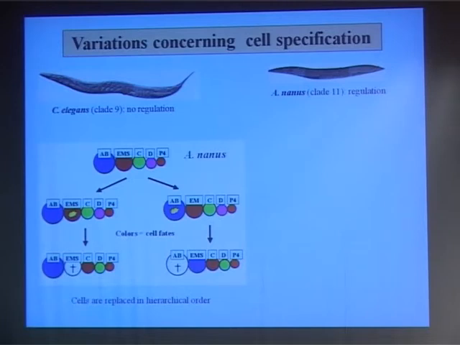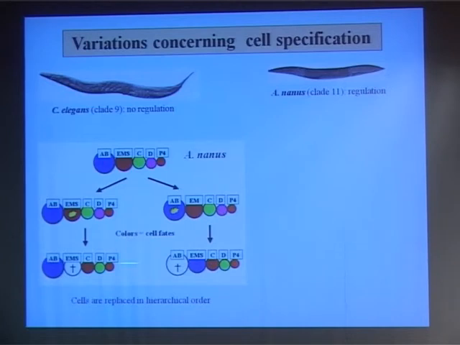Now, if you kill cells, in this case, this symbol here should tell you that with the laser beam, a cell was killed, and you should also see that these colors should identify cell fates. So if, for instance, this EMS cell is killed, as shown here, now the C cell, which usually makes green fate, now suddenly makes the brown fate of EMS, and the D cell, which usually makes a purple fate, now makes the green, the fate of the green C cell.